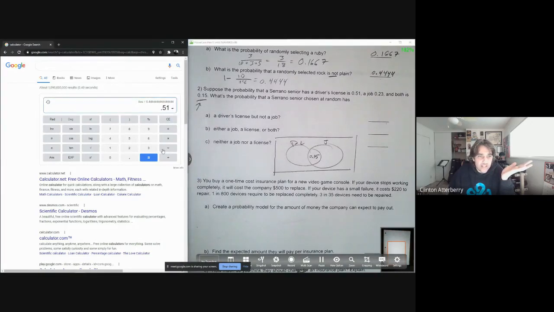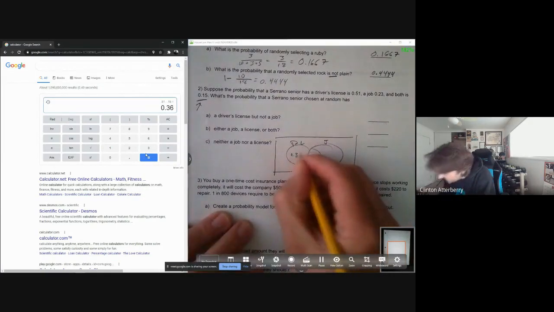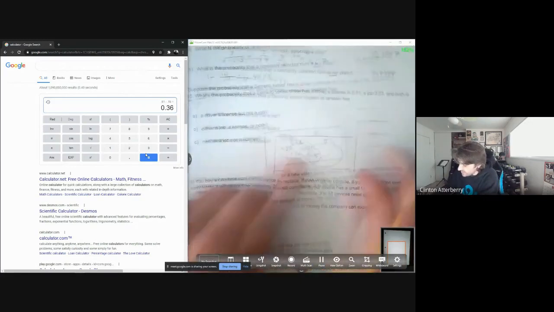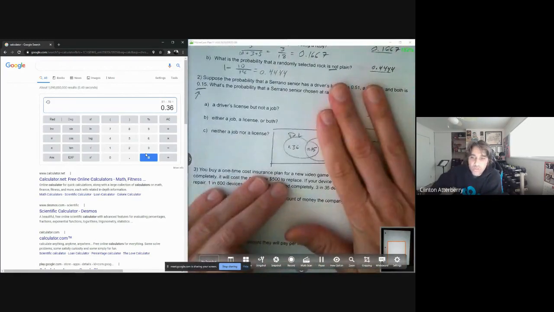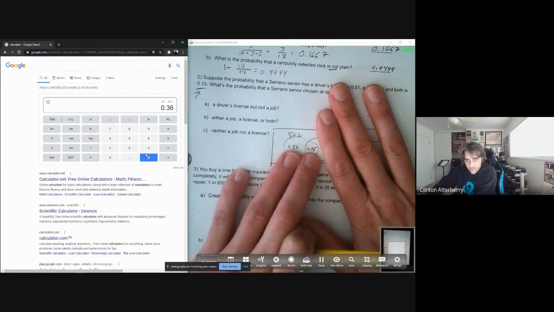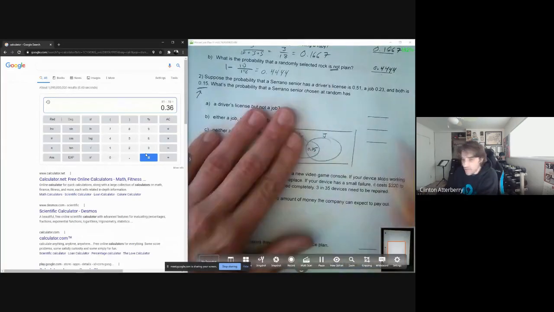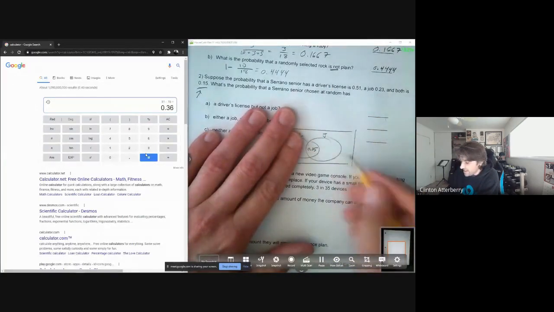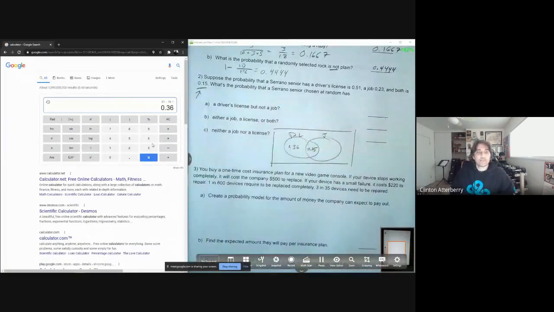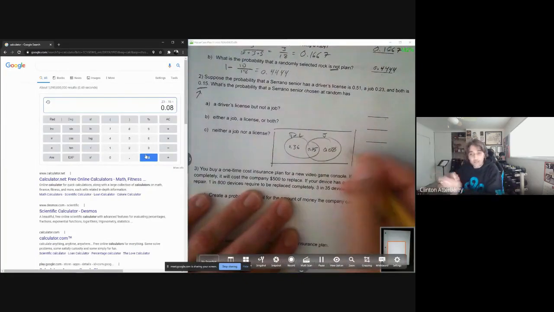So 0.51, take away the 0.15, gives us 0.36. Those 2 added together, the driver's license only and the driver's license and a job, give us the 0.51. So starting from the middle helps us get that 0.36 pretty quickly, right? And likewise for the job, if it's 0.23, take away the 0.15, and that would give you the people with a job without a license. So 0.23, take away the 0.15, the remaining number is 0.08.